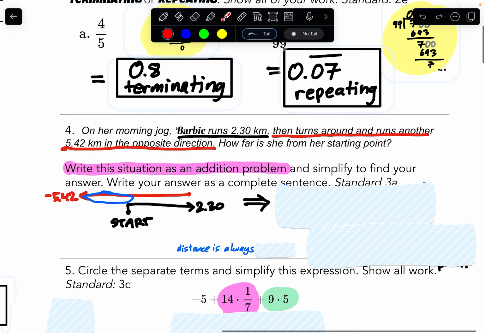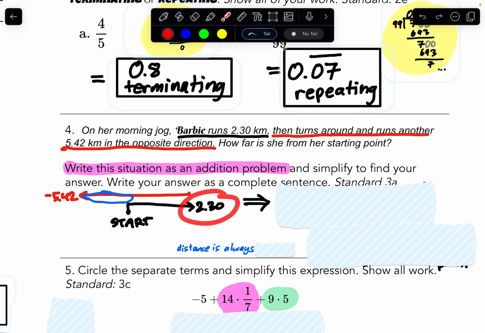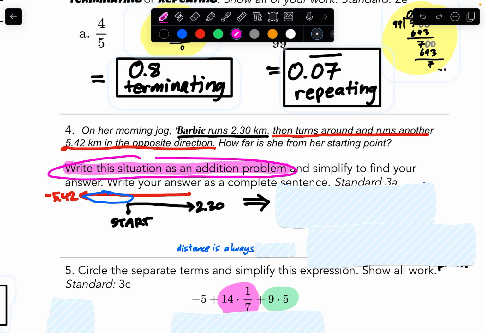Number 4. Number 4 says, on her morning jog, Barbie runs 2.3 kilometers. We can say north or to the right. And then she turns around and runs 5.42 in the opposite direction. What I needed you to do for this problem was something very carefully. Write it as an addition problem. You can probably see this as subtraction, right? But how do you write 2.30 minus 5.42 as subtraction?